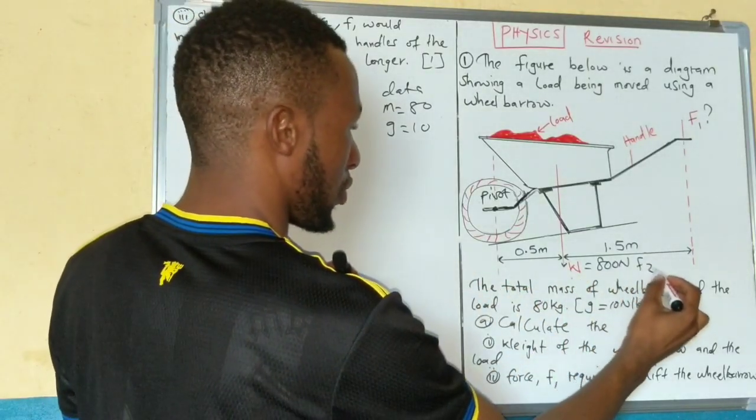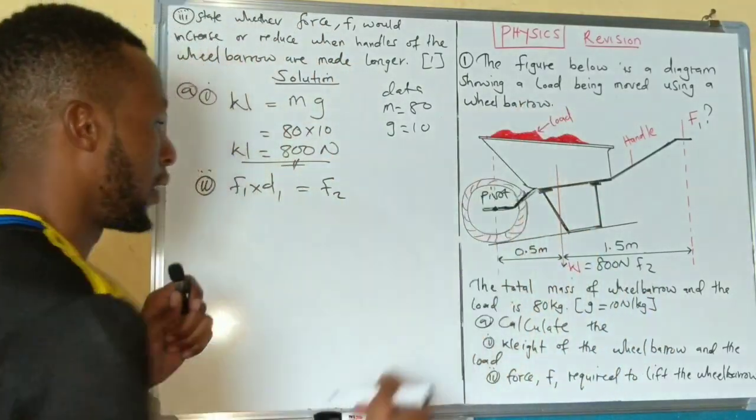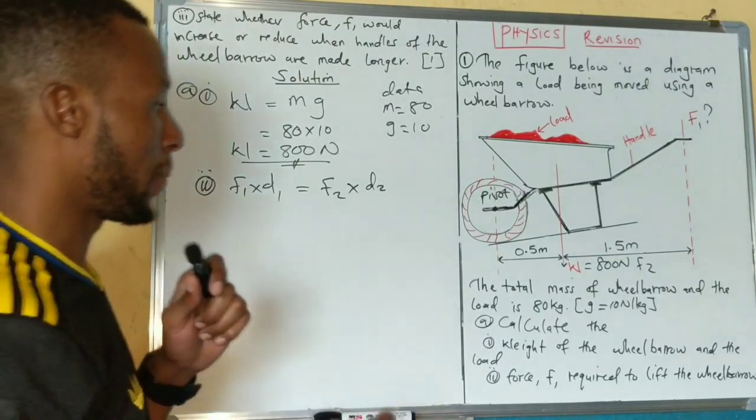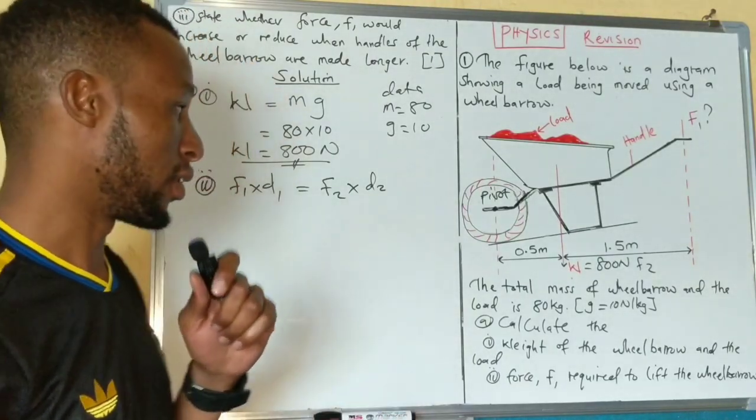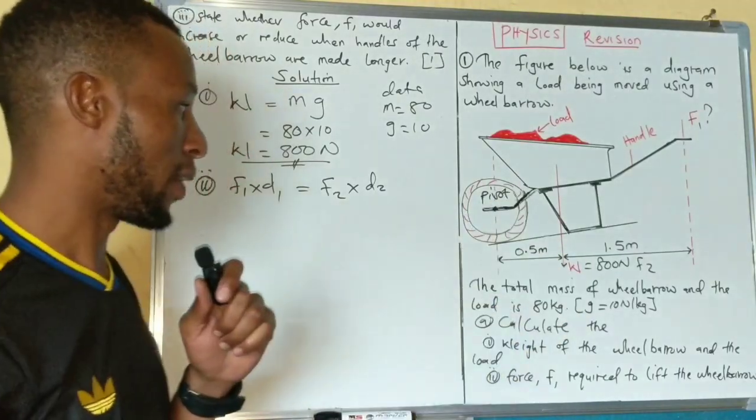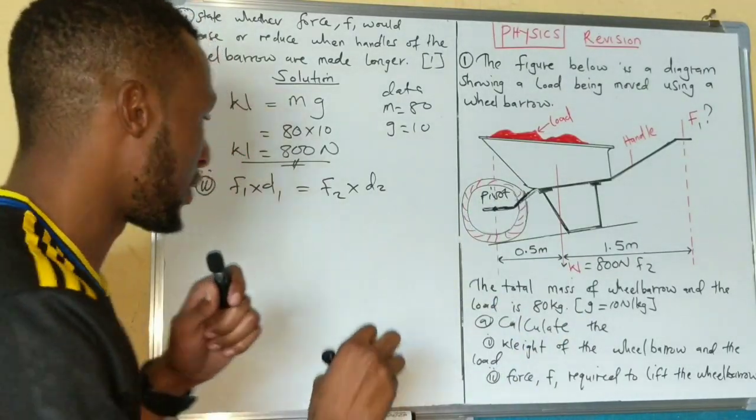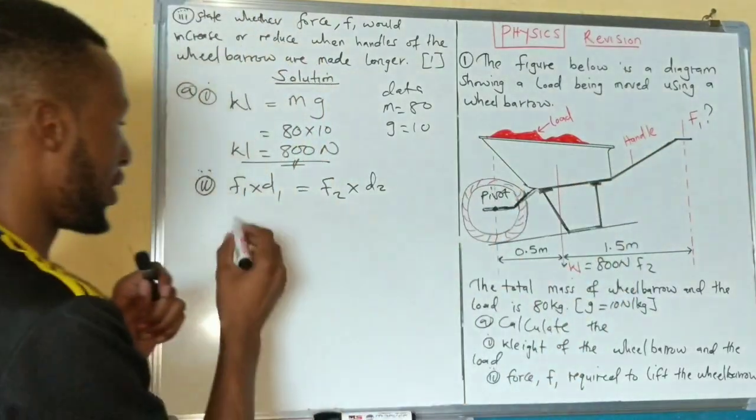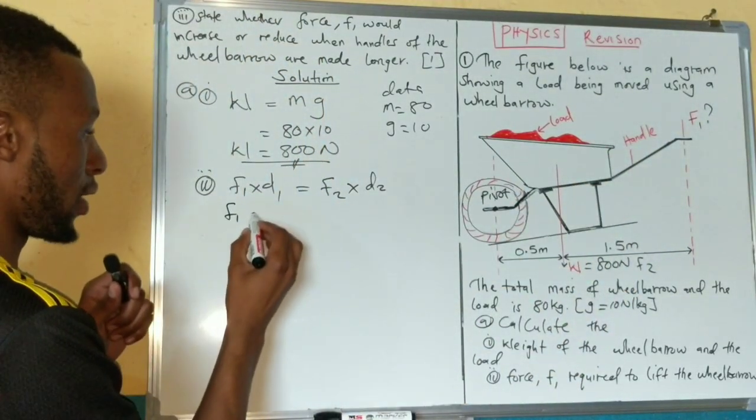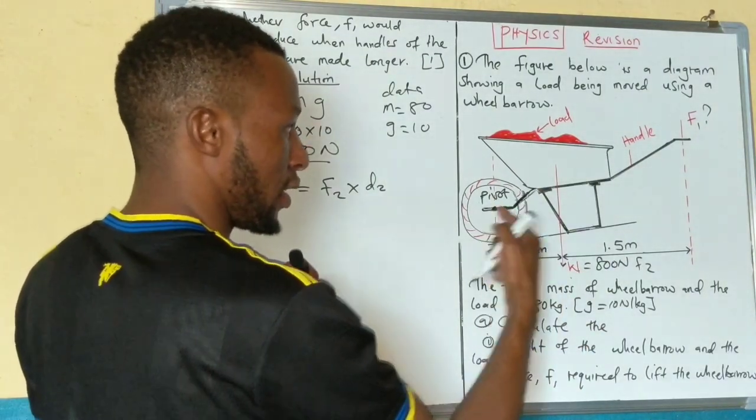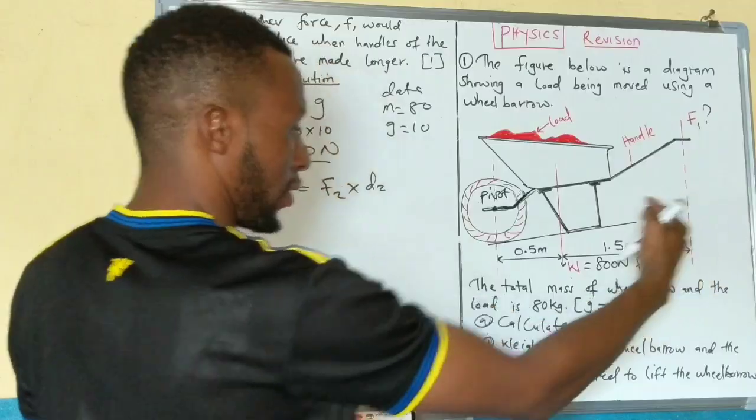So we'll represent this as our force 2, the weight of the load and the wheelbarrow, times distance 2. The way we are picking our values, take note, it's from the pivot to where the force is being applied. That is in terms of the distance. So our force 1, we don't have any value there, so we'll just say F1 times distance 1. It should be from the pivot to where this force is being applied.